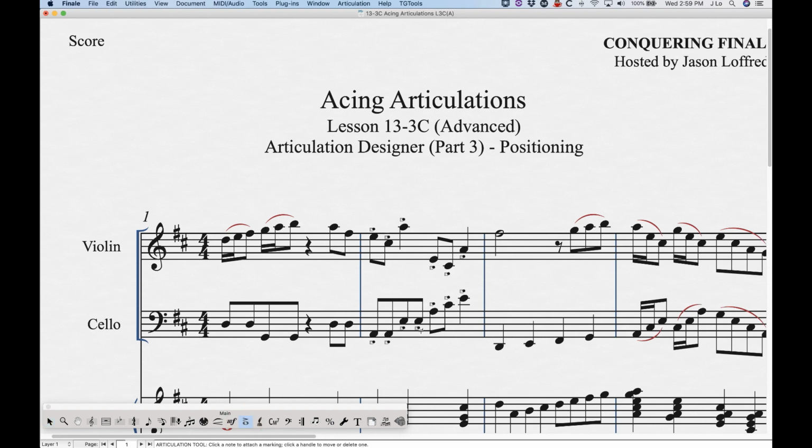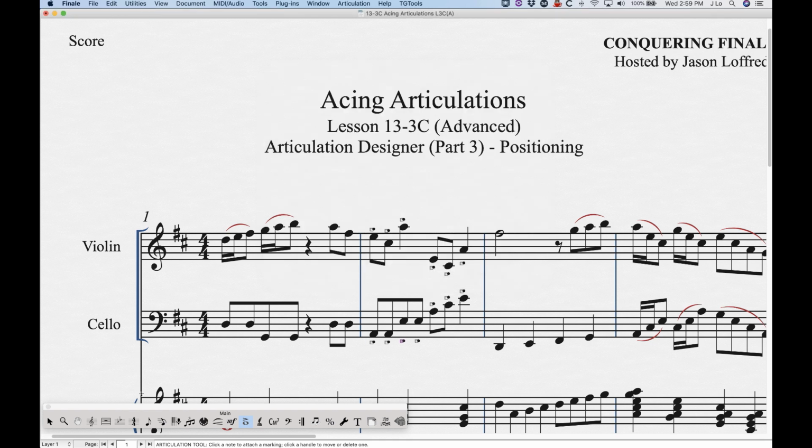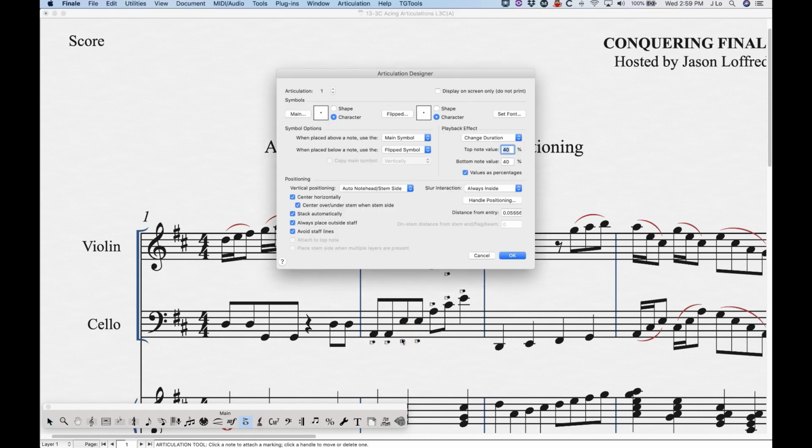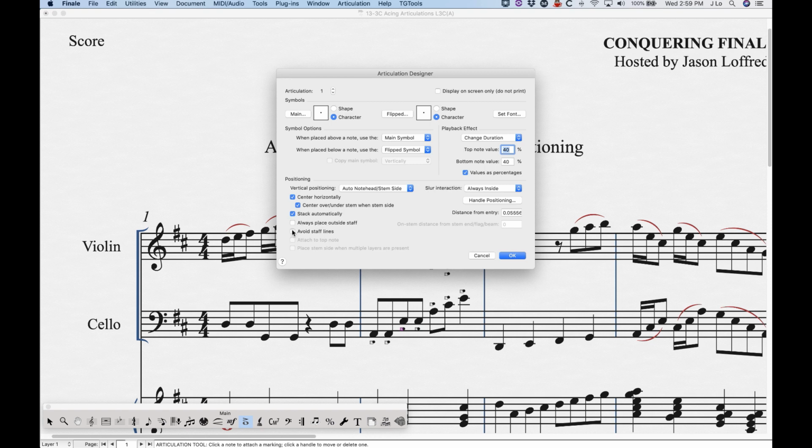And I know that some people prefer to have all the staccatos outside the staff, so just check that option, and as you'll see, all of the staccatos will now be outside of the staff regardless of where the note is in the staff. Incidentally, if you do have this unchecked, always place outside staff, I would recommend having avoid staff lines checked, because if you uncheck that one as well, you'll end up in a situation where sometimes the markings will actually conflict with the staff lines, and that's not always a good look. So I'd recommend, if that's unchecked, to have that checked.